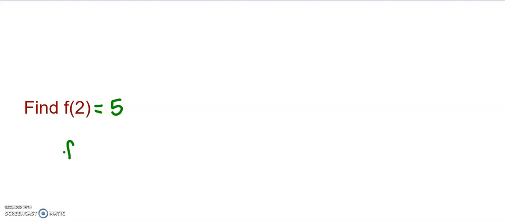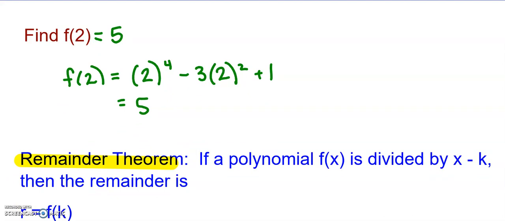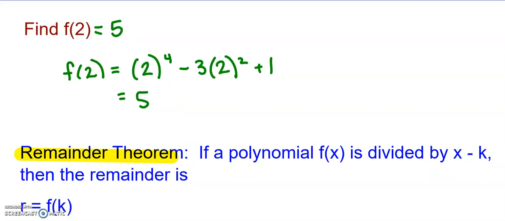I could also verify that if you didn't believe me. We could literally test it out, plug it in, right? Times 2 squared plus 1. If I do that, I would get 5. So the remainder theorem says that a function's value is equal to its remainder when we synthetically divide.